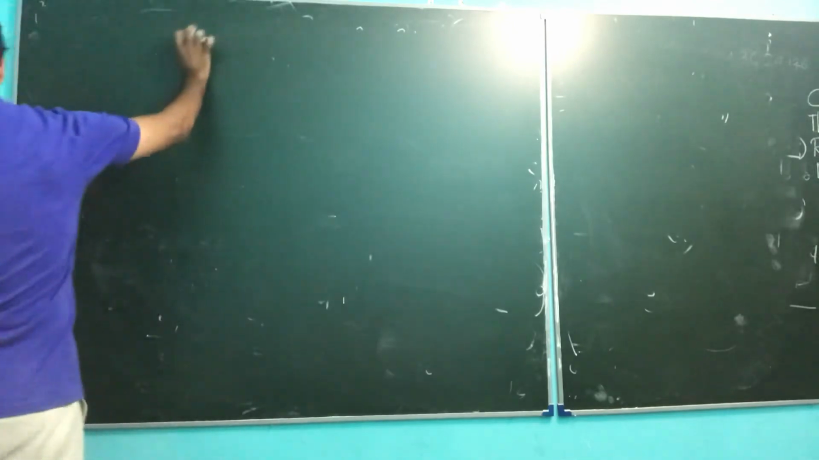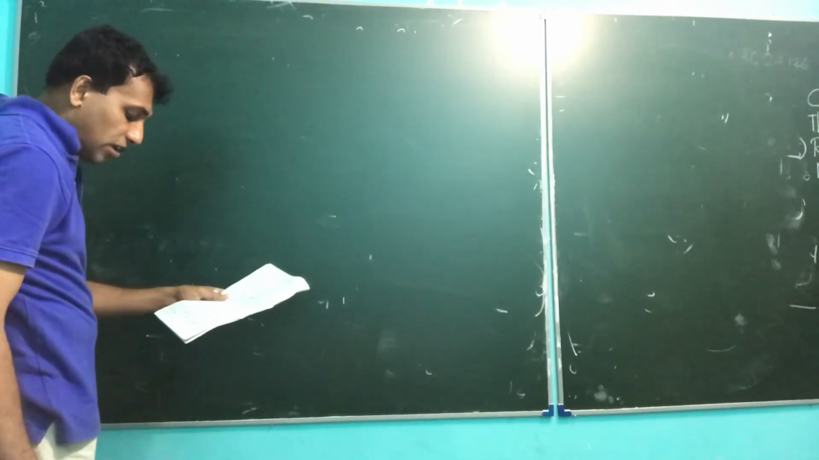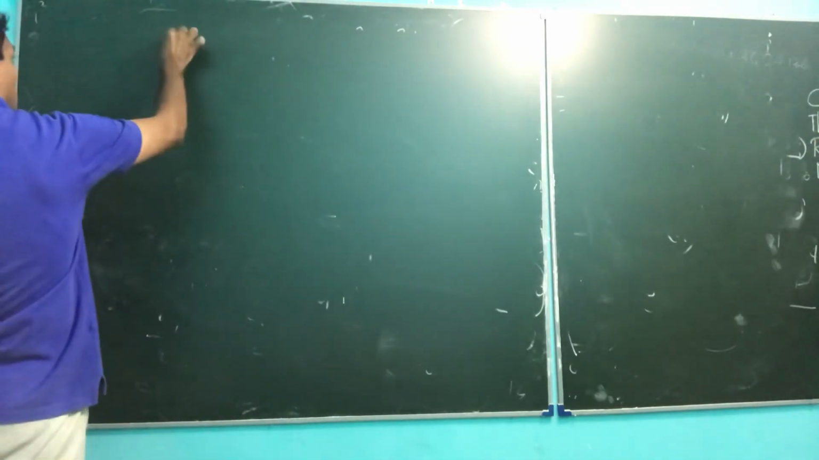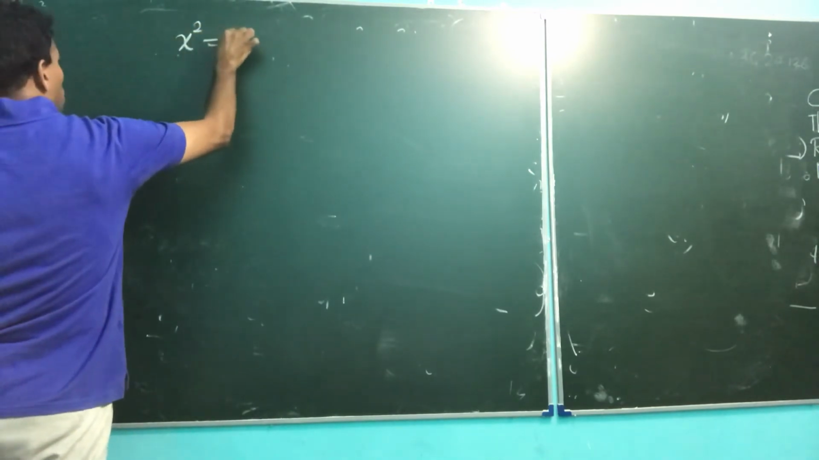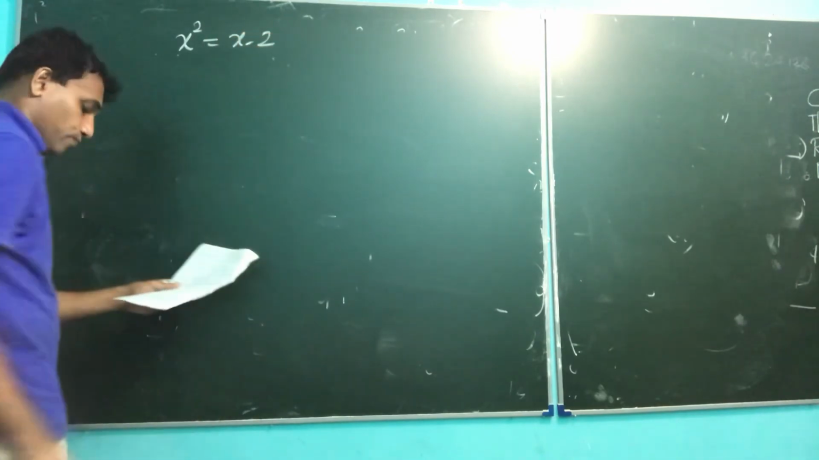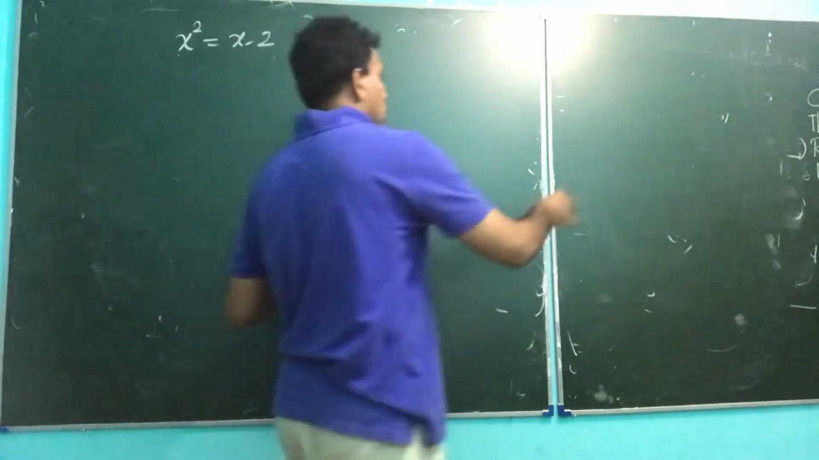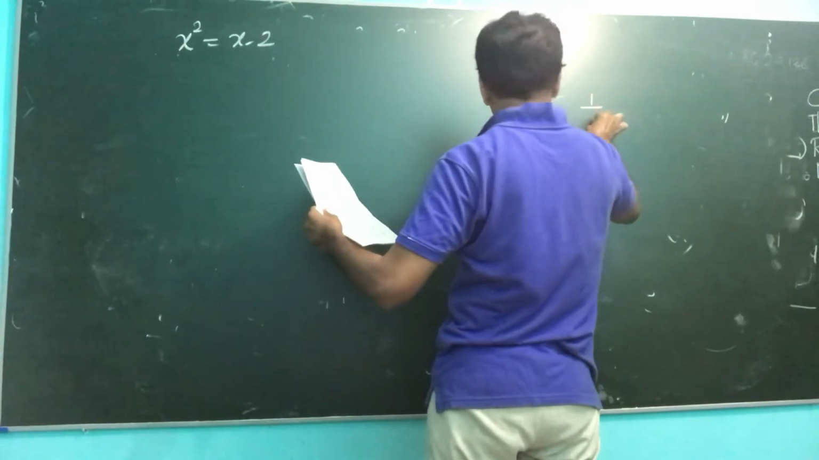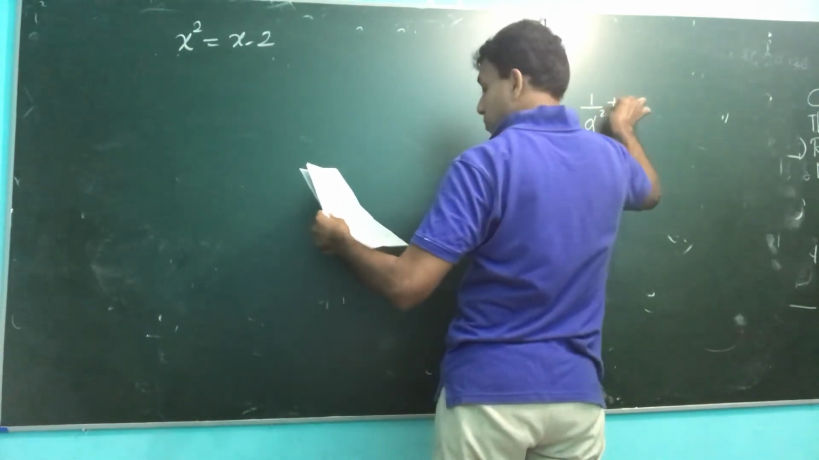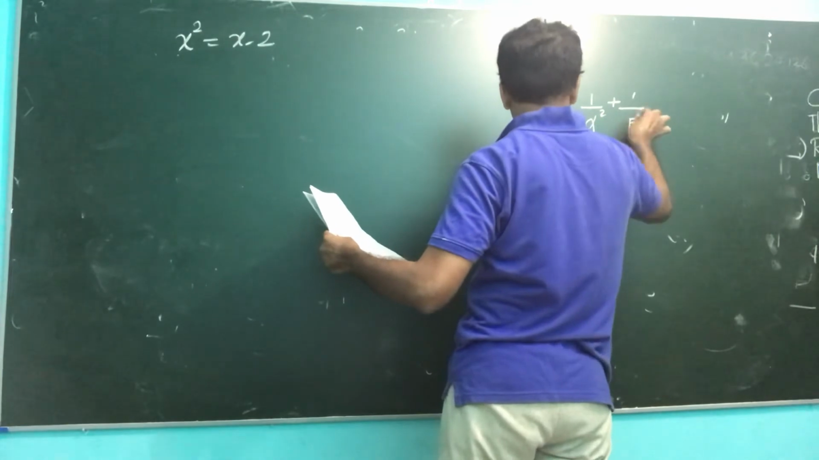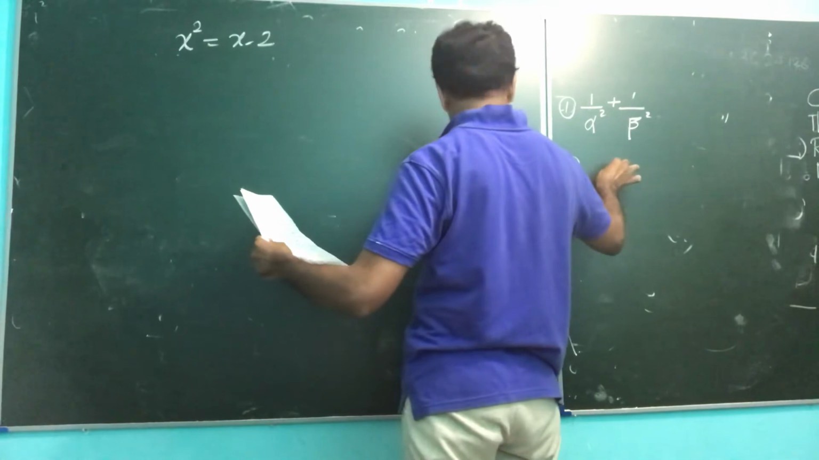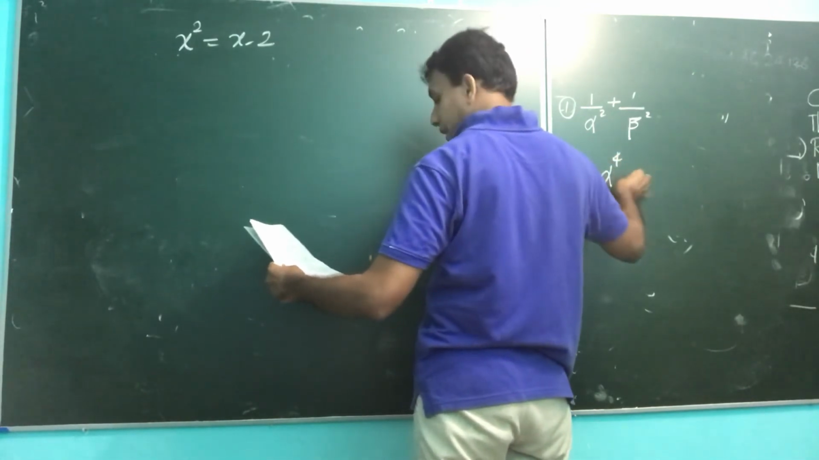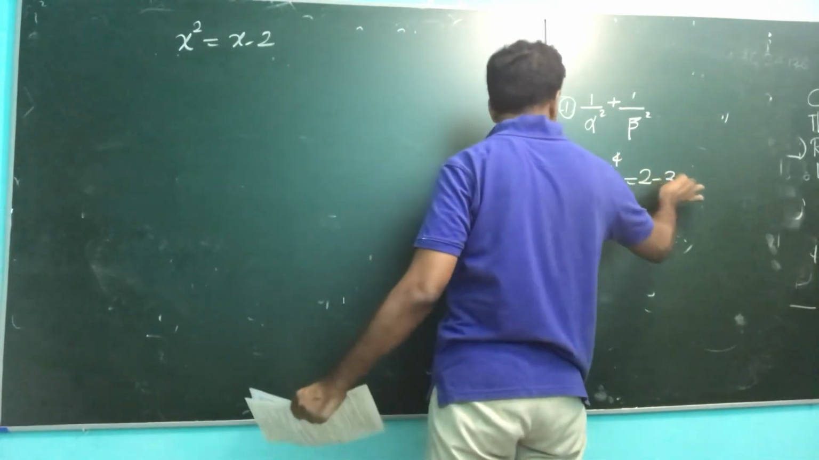See that question 25. Given that alpha and beta are the roots of x square equals x minus 2, find the value of 1 over alpha square plus 1 over beta square. That is the first part. Second part, show that alpha power 4 equals 2 minus 3 alpha.